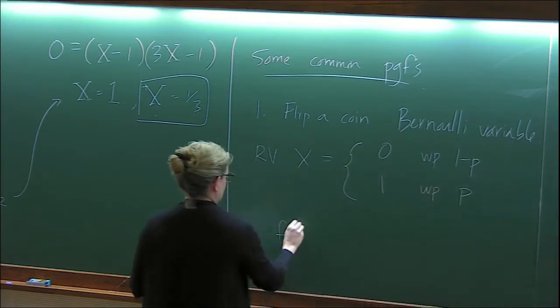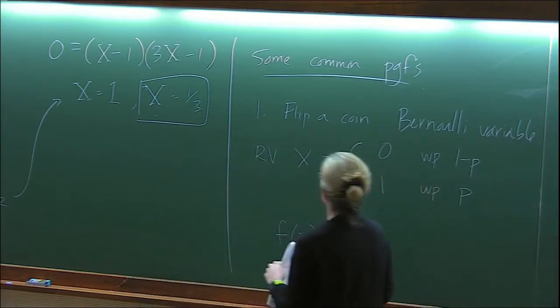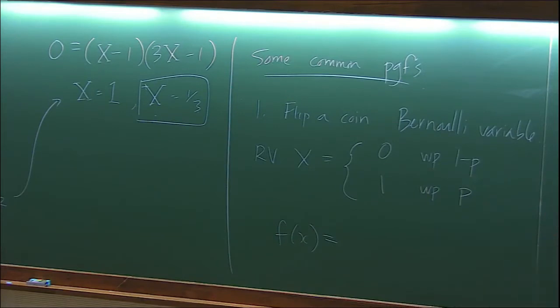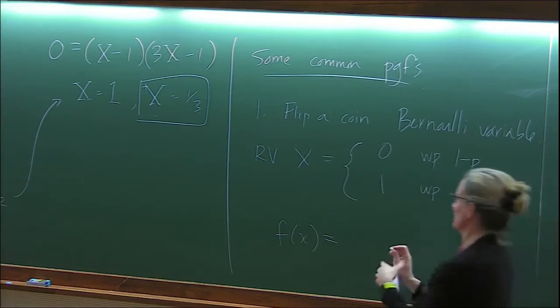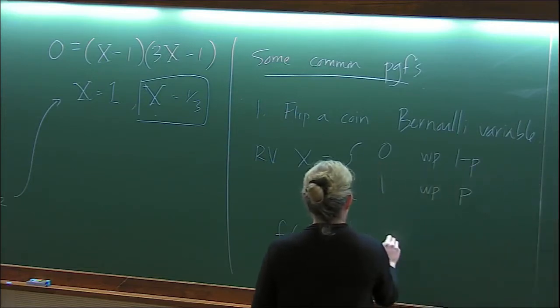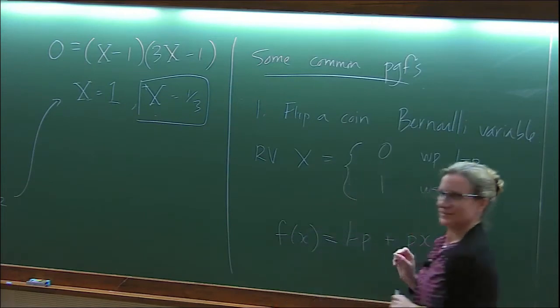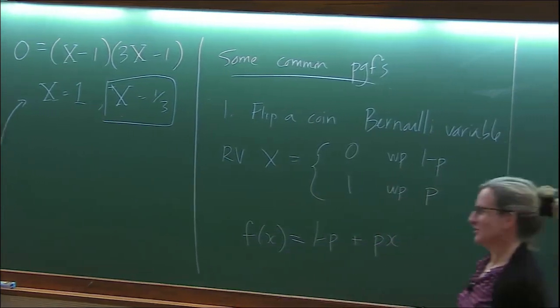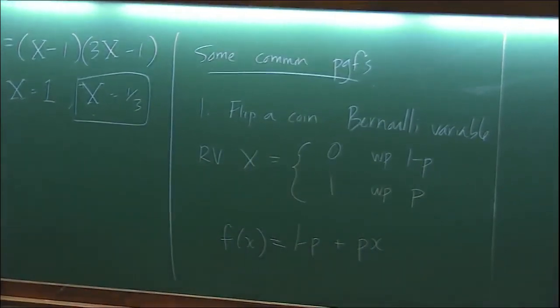So what's f of x? Kind of too easy at this point, right? We're just going to write down 1 minus p dx. Excellent. Okay. Your pros now. So if you can do 1 coin, let's do n coins.